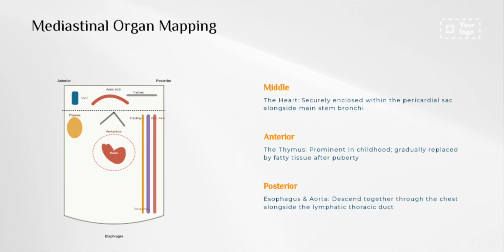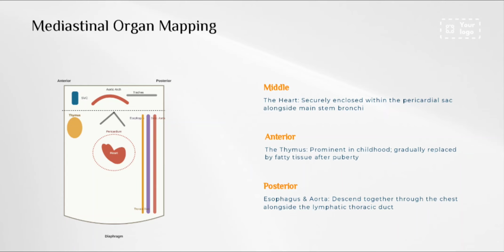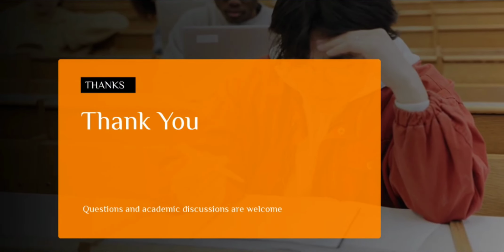To help you memorize this, let's look at this cross-section. The heart is in the middle, the thymus is in the anterior, and the esophagus and aorta run in the posterior compartment. That concludes our lecture for today.